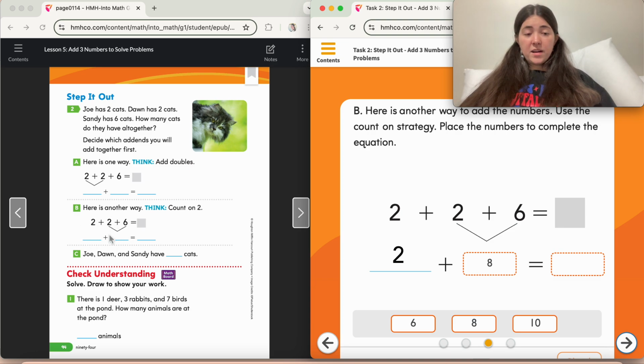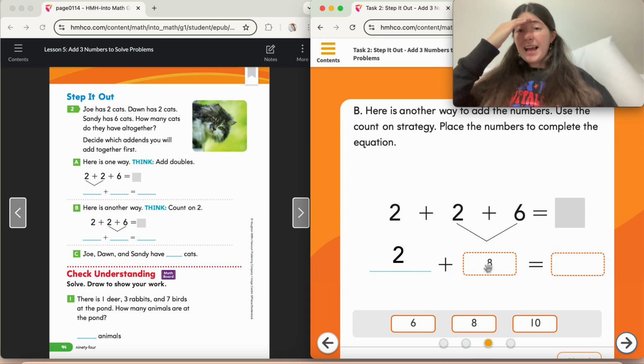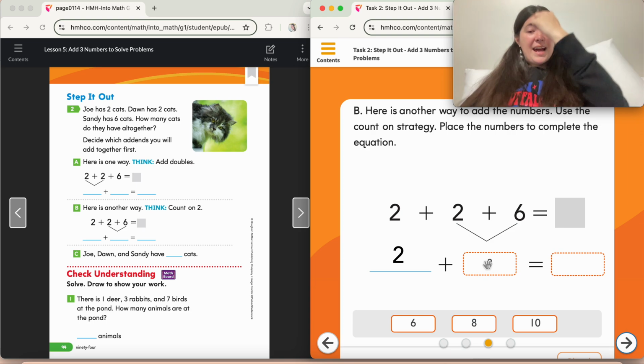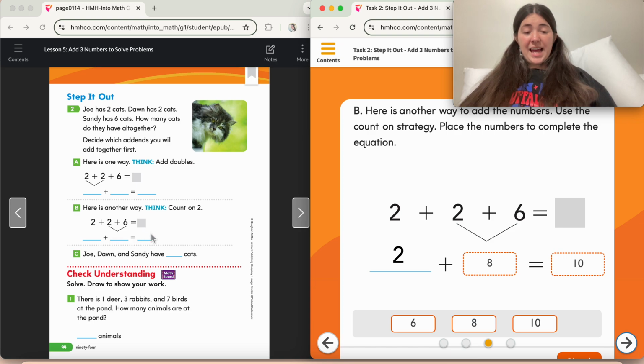So 2 here plus 8 here. And then to solve 2 plus 8, we're going to count on by 2 again. So we're going to put the bigger number, 8, in our heads, and count on 2. Ready? 8, 9, 10. So we have it equals 10. So 2 plus 8 equals 10. One more time, 2 plus 8 equals 10. And we know that 2 plus 2 plus 6 equals 10.